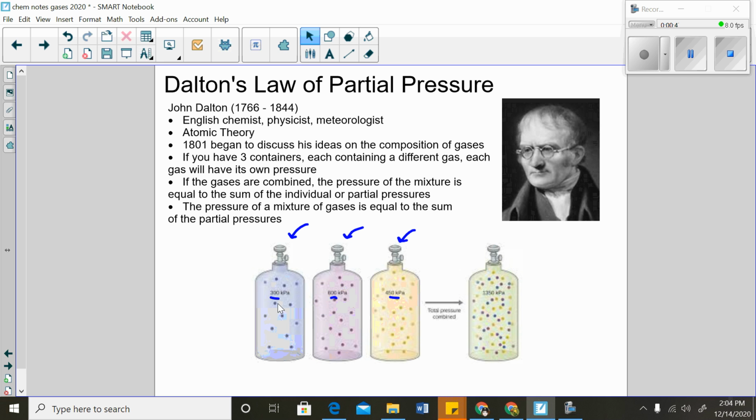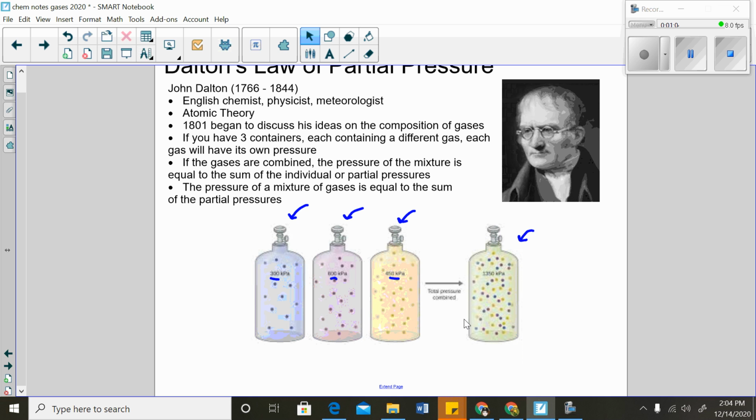What he said was if the gases are combined, like in this container right here, the pressure of this mixture is equal to the sum of the individual or partial pressures. So the pressure of a mixture of gases is equal to the sum of the partial pressures. So his law looks like this.